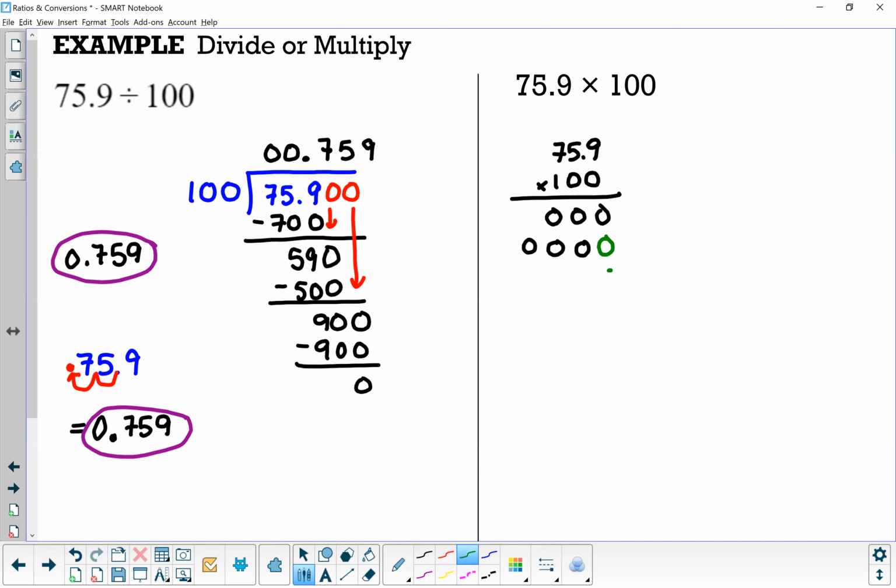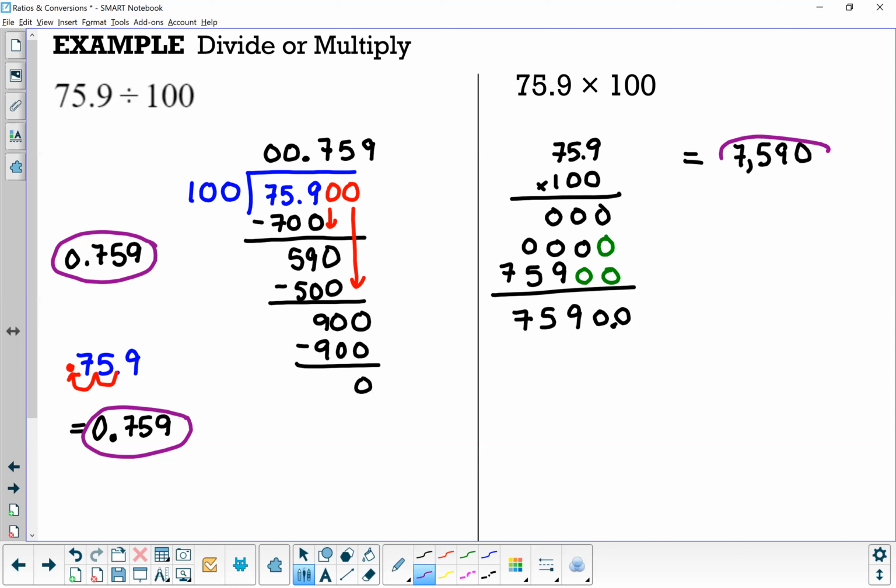All right, third row. 1 times the 9, 9. 1 times the 5, 5. 1 times the 7, 7. Add these up, we get 0, 0, 9, 5, 7. We count up the number of digits, so we know how many digits should be after our decimal point. It's just 1. So our answer here is equal to 7,590.